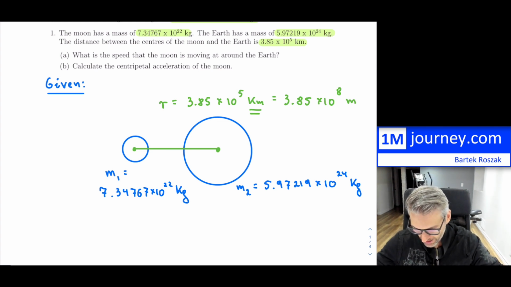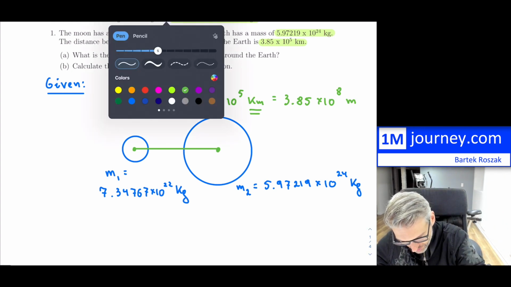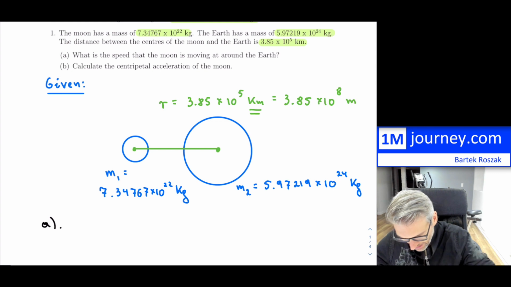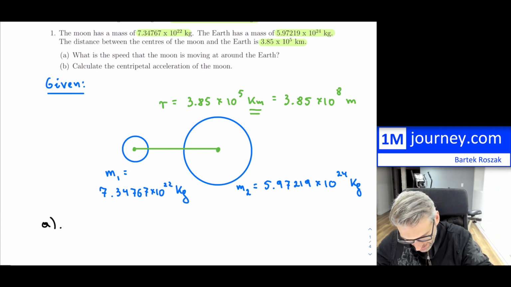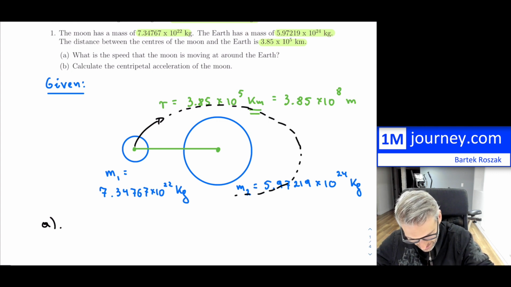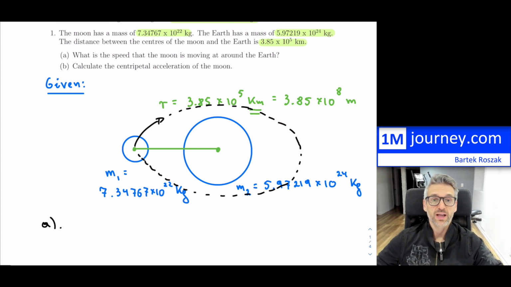Now, what else are they asking us here? So for part A, and this is what I'm going to try to do first, it says, what is the speed that the moon is moving at around the Earth? So indeed, it is true, and this is what we observe and we can see. The moon kind of goes around the Earth and then comes back. I'm trying to do it in 3D, but it's more or less a circular motion that you have.